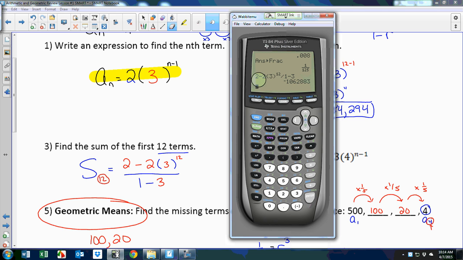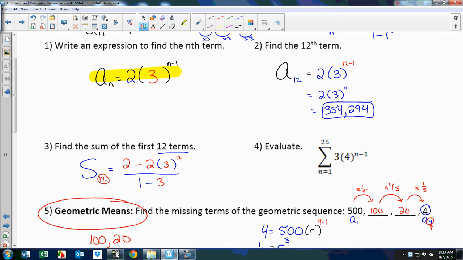The way I would type it in to counter the parentheses and make sure I do it in the right order is to type the numerator, 2 minus 2 times 3 exponent 12, and hit enter. Therefore, I've got the number that goes in the top of the fraction. Then I'm going to divide it by the bottom: 1 minus 3 is negative 2, so divide by negative 2. And that's the correct sum, 531,440. Careful.